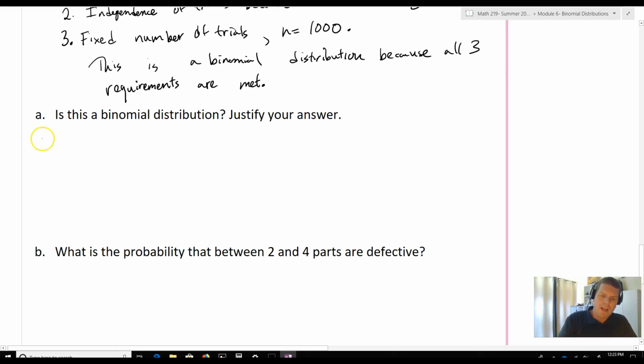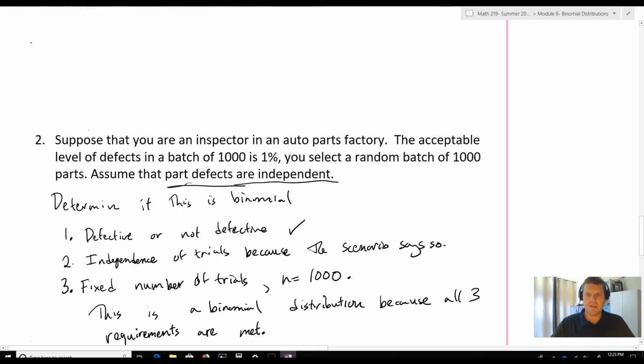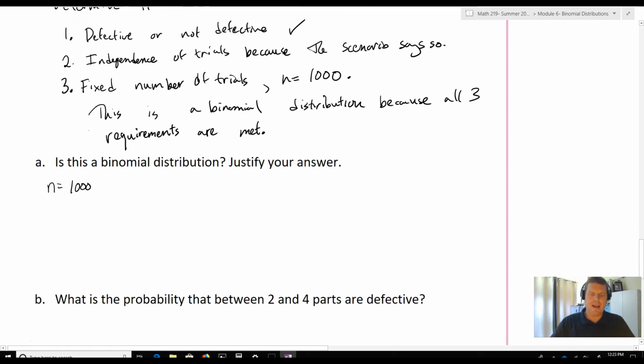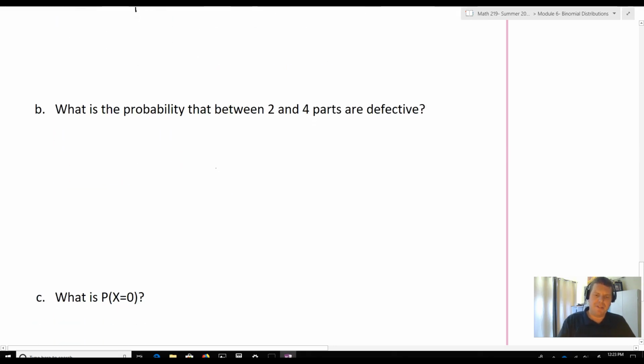First, I need to identify that my n size is 1,000, and my p is going to equal 0.01. So n is equal to 1,000 and p is equal to 0.01. Both of those things are really crucial in order for us to be able to find the probability.